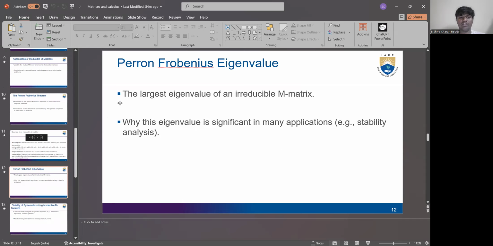Perron-Frobenius eigenvalue: the largest eigenvalue of an irreducible M matrix. This eigenvalue is significant in many applications such as stability analysis. This Perron-Frobenius eigenvalue comes from the Perron-Frobenius theorem we discussed earlier. The theorem focuses on spectral properties, and by using this eigenvalue, you can use it in many applications of stability analysis and control flows and control structures.